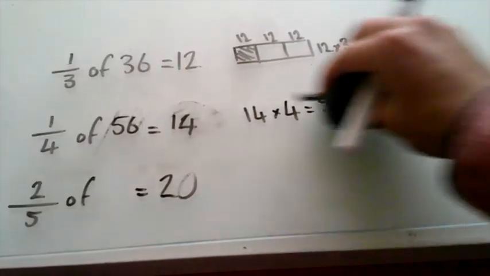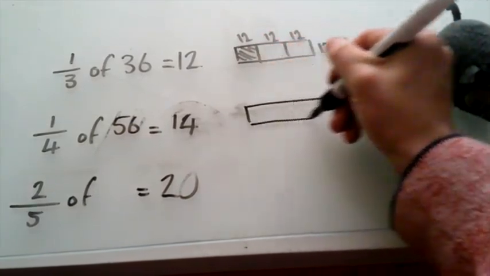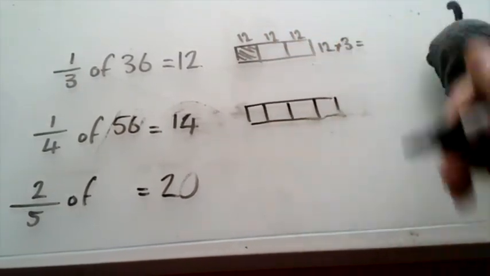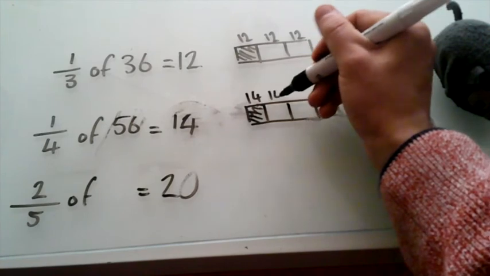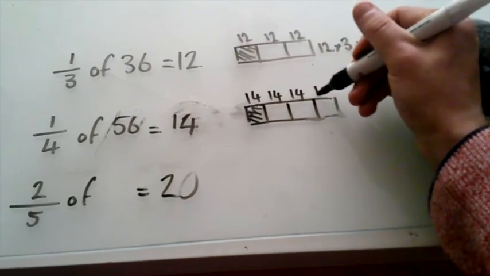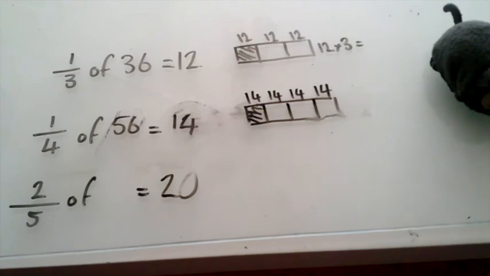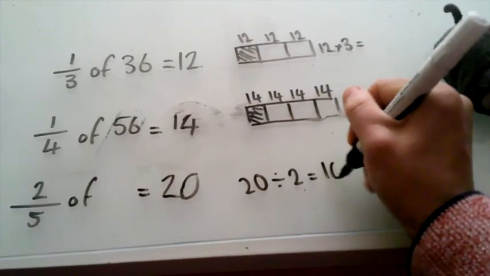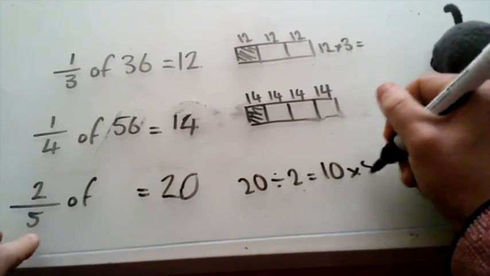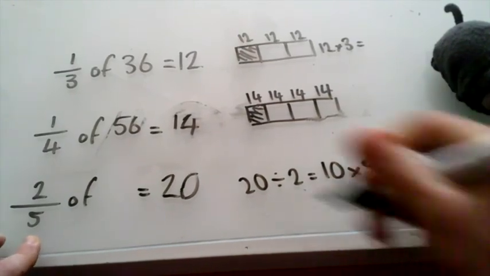And to show you in a bar model, we've got our whole split up into 4. We know one segment is 14, so we're doing 14, add 14, add 14, add 14, which will give us 56. And finally, we've got 20 divided not by 1 this time, by 2. So 20 divided by 2 will give us 10, times by our denominator, which will give us 50.